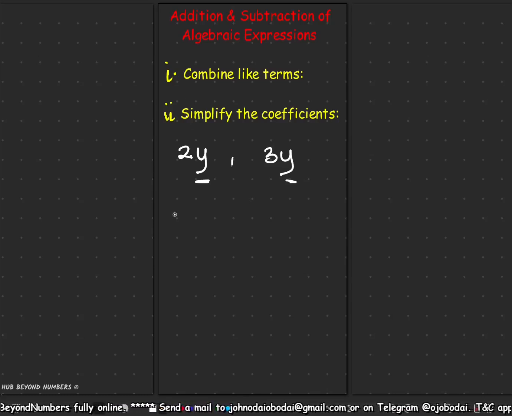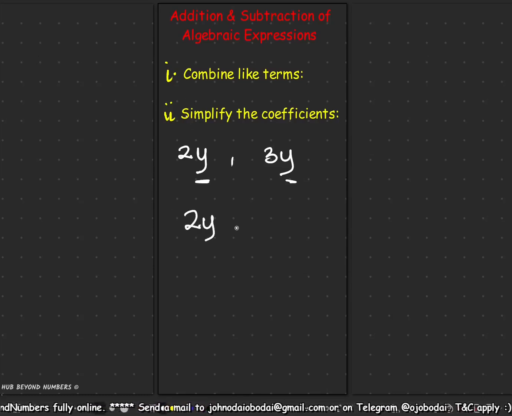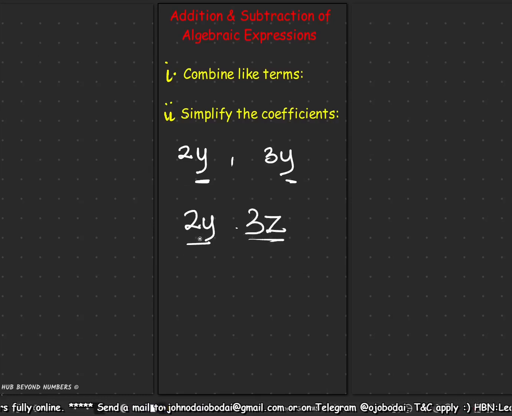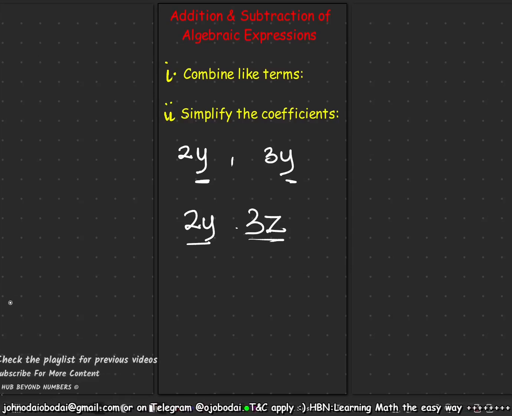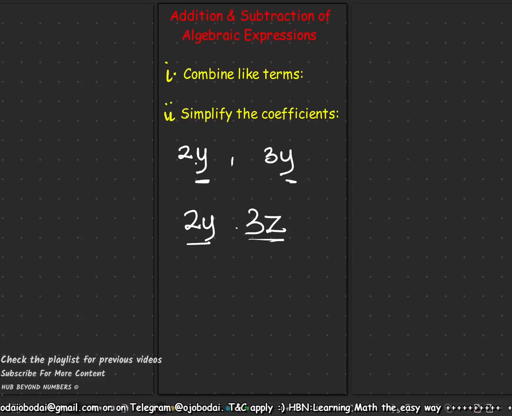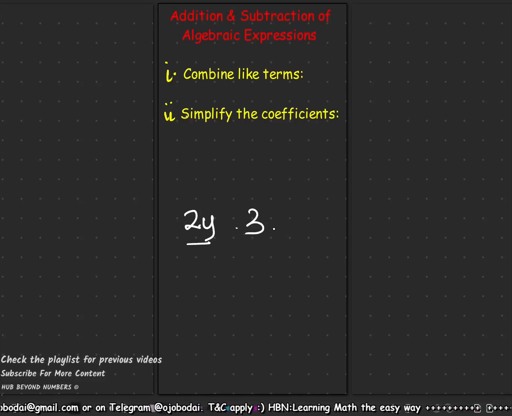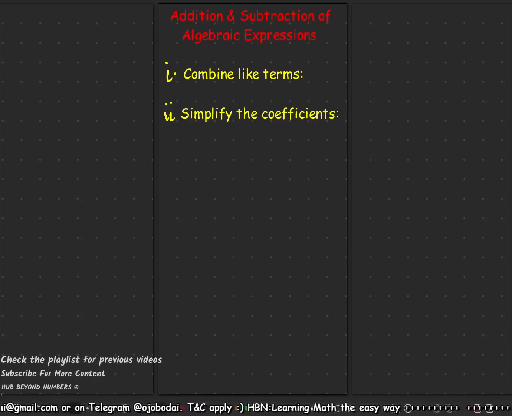Now, if you have 2y and 3z, these here are not like terms. Hence, they are not supposed to be combined together. If you are able to combine these like terms, all you now do is simplify their coefficients. So with these two steps, let's look at some examples and know how we can apply them in adding and subtracting algebraic expressions.